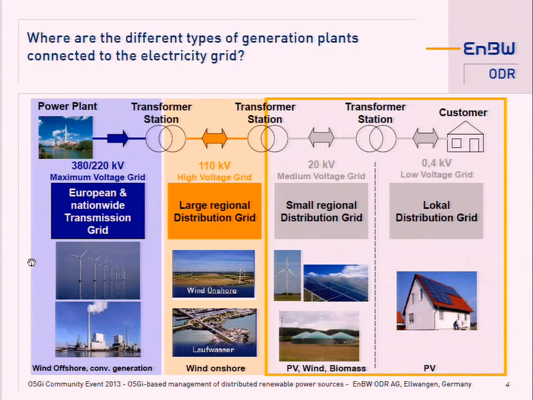First, I'd like to tell you the area we work in. There are 4 types of power grids in Europe: the maximum voltage grid and the high voltage grid, where big power generations are connected, and the grids where we work. This is the medium voltage and the low voltage grid, where the new energy sources are connected.